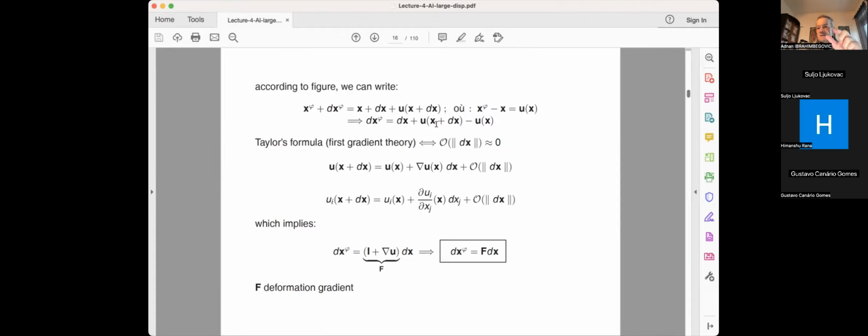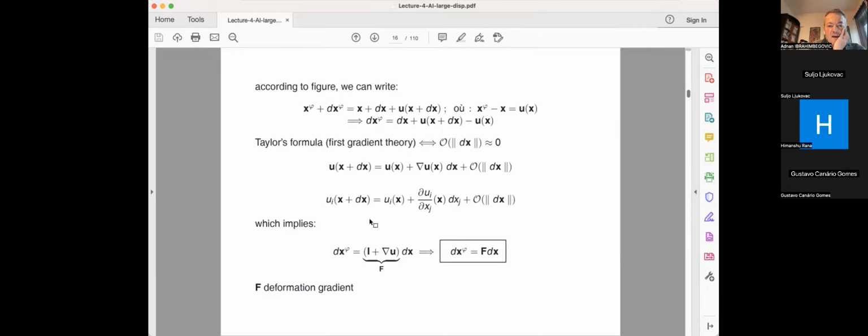Then given that I have a dx, a very small infinitesimal vector that is taking me in the local neighborhood of the particle at the position x, I can take a Taylor formula and develop the u of x plus dx as u of x plus the gradient of displacement, grad u of x, times dx, plus the terms that are of the order dx to the power 2 and so on and so forth, which I all neglect. In terms of components, that means ui of x plus dx is equal to ui of x plus dui by dxj, the components of the displacement gradient, times dxj, plus the terms of higher order than dx.